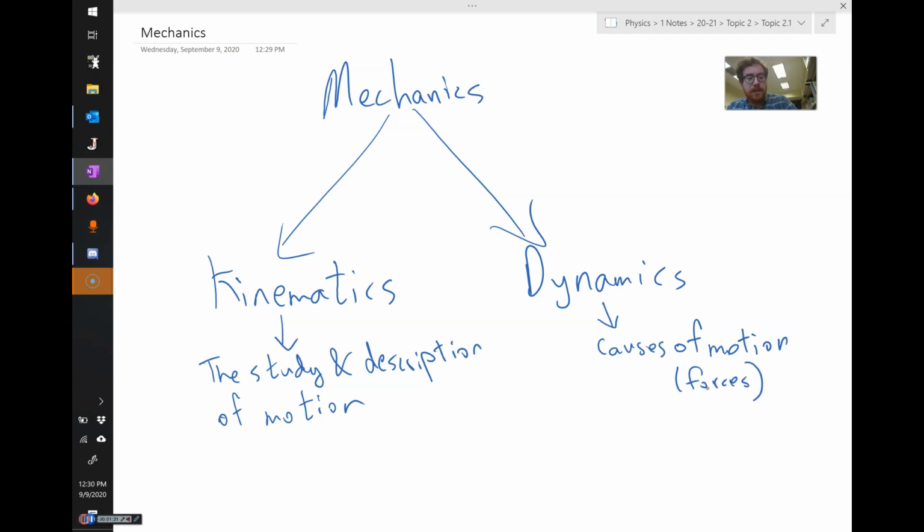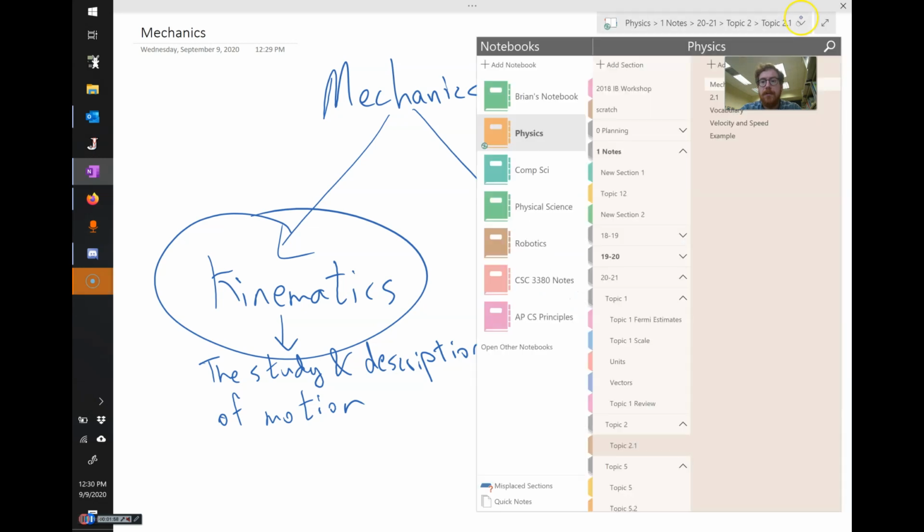To fully describe something, you need to be able to explain its motion and track it and predict where it's going to be, and you also need to be able to analyze the forces on it which are causing that motion. So the first thing we're going to do in 2.1 is really mostly kinematics and describe motion and come up with some equations that can predict what something might do if it has a certain acceleration and a velocity, that kind of thing.